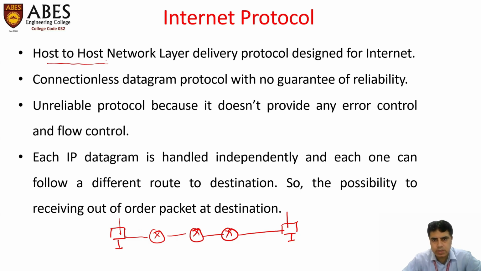mechanism. As we already studied in the data link layer, reliability is provided through the error detection or correction process. So this will not provide any error control process. Each IP datagram is handled independently and each one can follow a different route to reach the destination. So there is the possibility of receiving out of order packets at the destination. So the reassembling of the packets is done by the upper layer, the transport layer, at the destination.